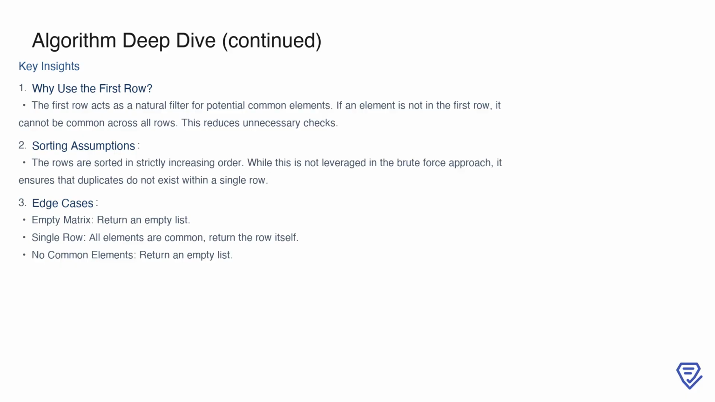Additionally, since the rows are sorted in strictly increasing order, we can be confident there are no duplicates within a single row. This property simplifies the algorithm, as we don't need to account for repeated values. Addressing edge cases is also critical. For an empty matrix, we return an empty list since there are no elements to compare. If there's only one row, all its elements are automatically common, so we simply return the row itself. Finally, if no common elements exist across rows, the result will also be an empty list.